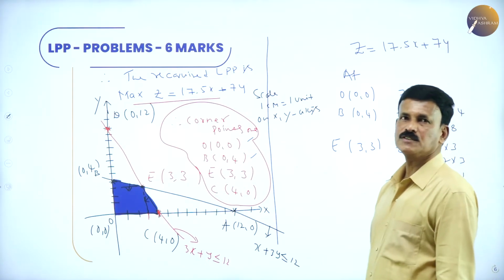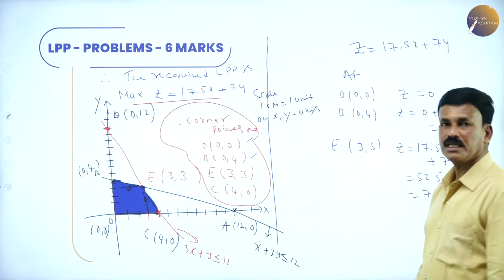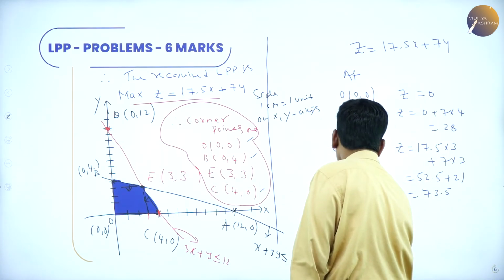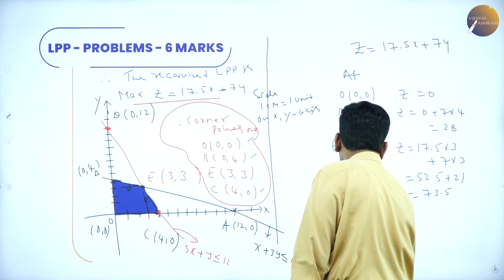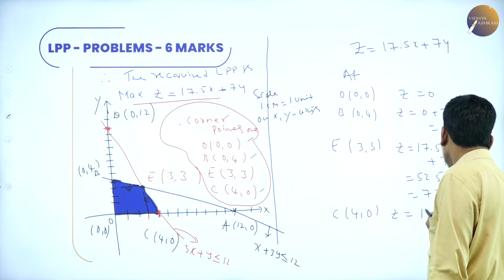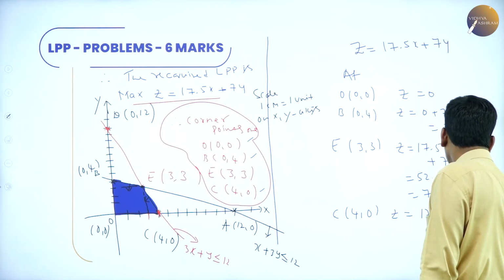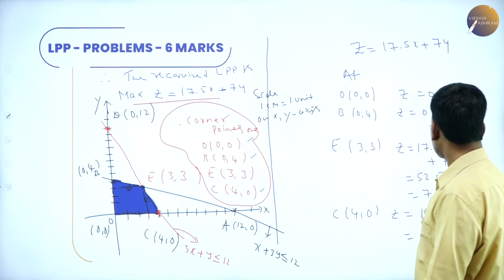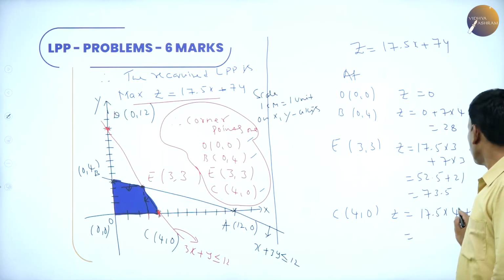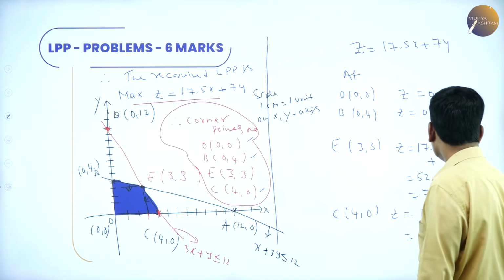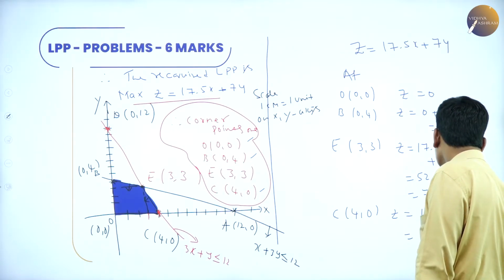73.5. Okay? Right. Next, what is the point remaining? E, at C, 4 comma 0. At 4 comma 0, Z is equal to 17.5 into 4 plus 0. What is this equal to? That is nothing but 17.5 into 4, which is exactly equal to 70.